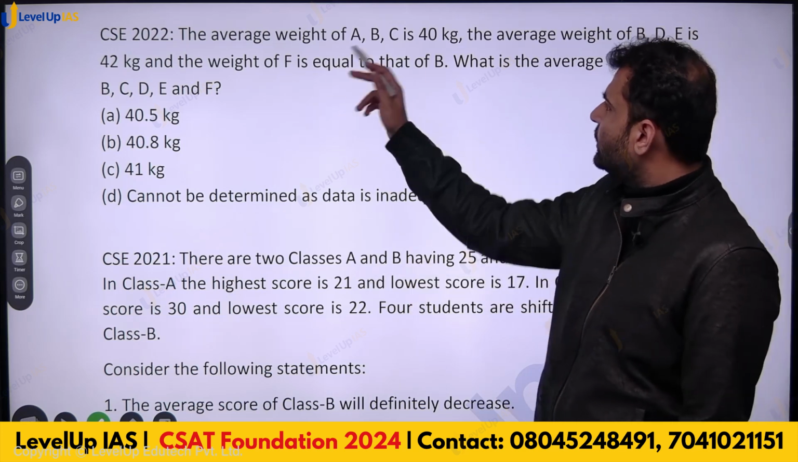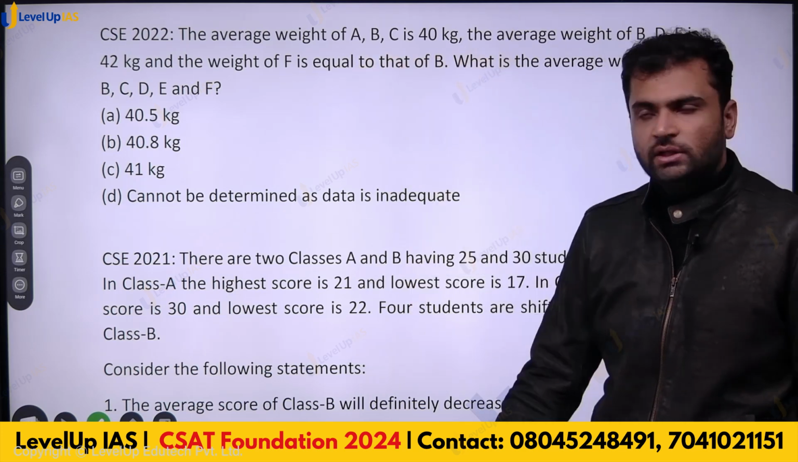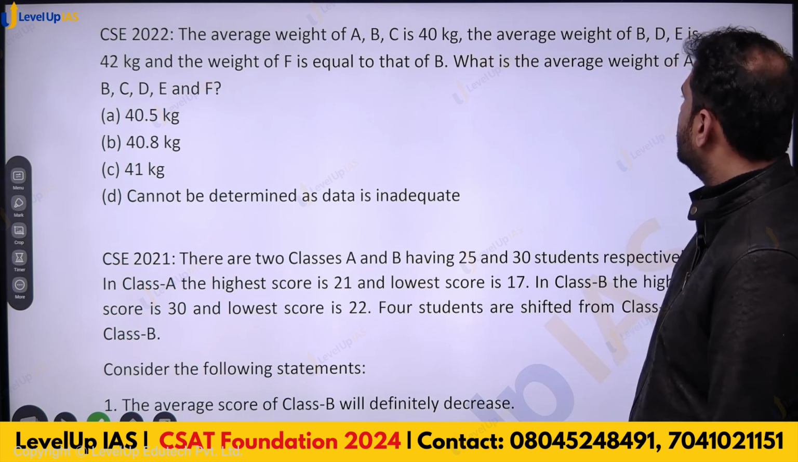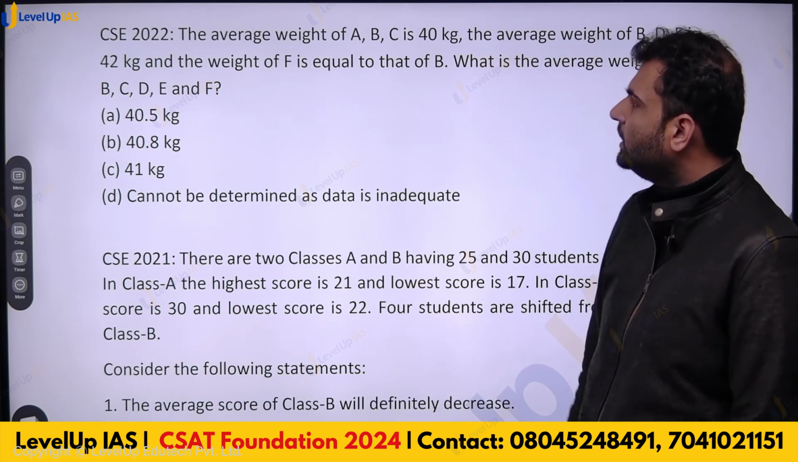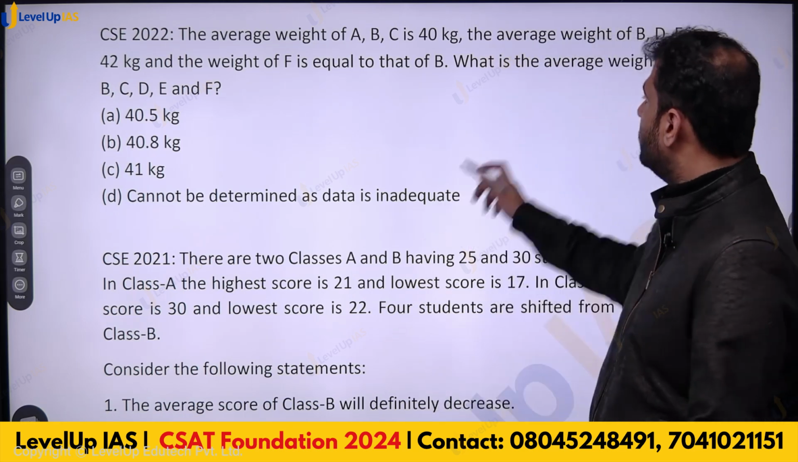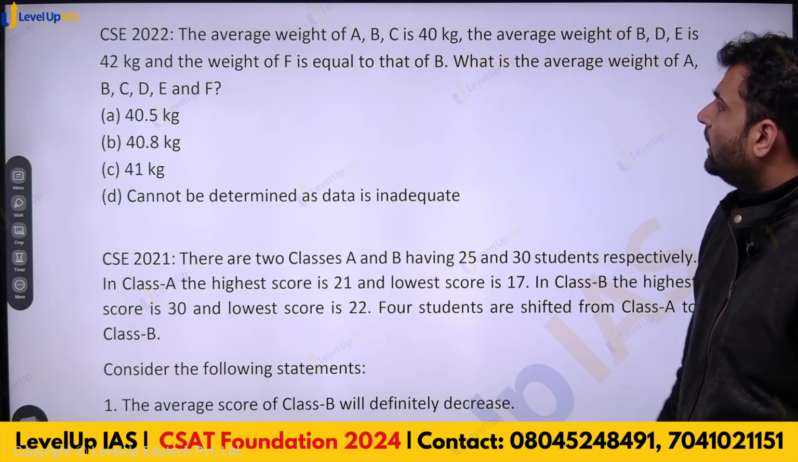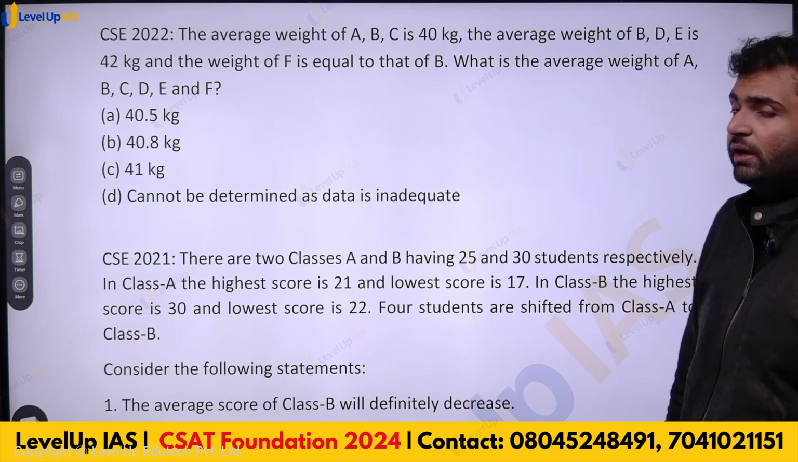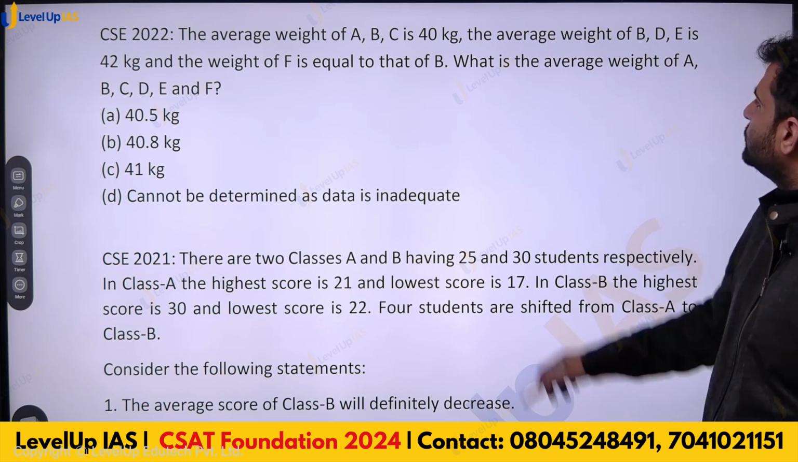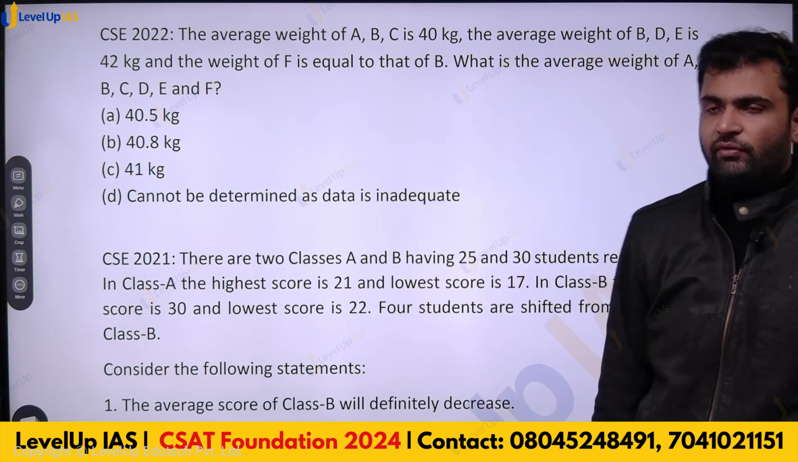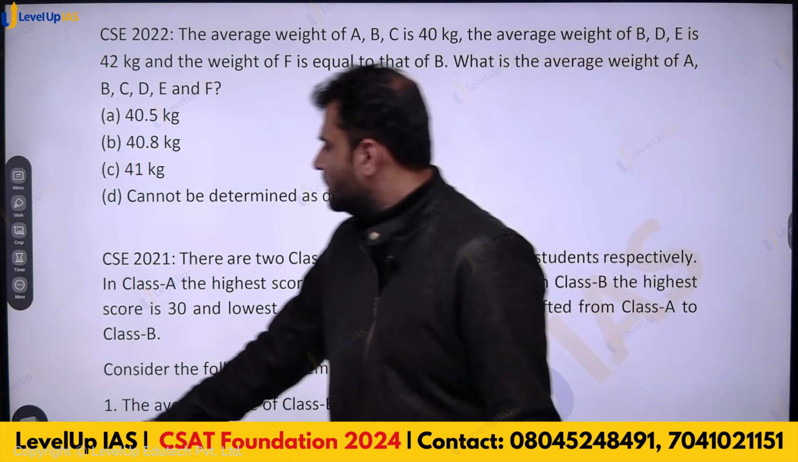The question is: the average weight of ABC is 40 kg, 3 people are there, average weight is 40, and the average weight of BDE is 42 kgs. B is common and D, E are different, okay? And the weight of F is equal to that of B, F equal to B, that is given. The question is, what is the average weight of A, B, C, D, E, F, all of them taken together?